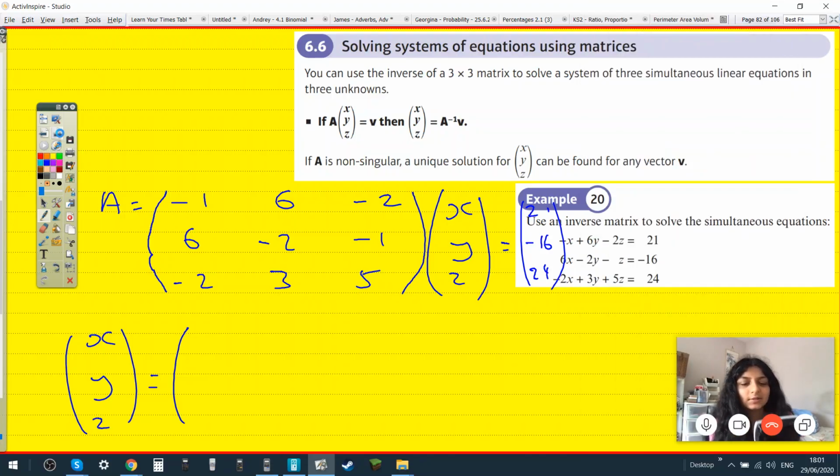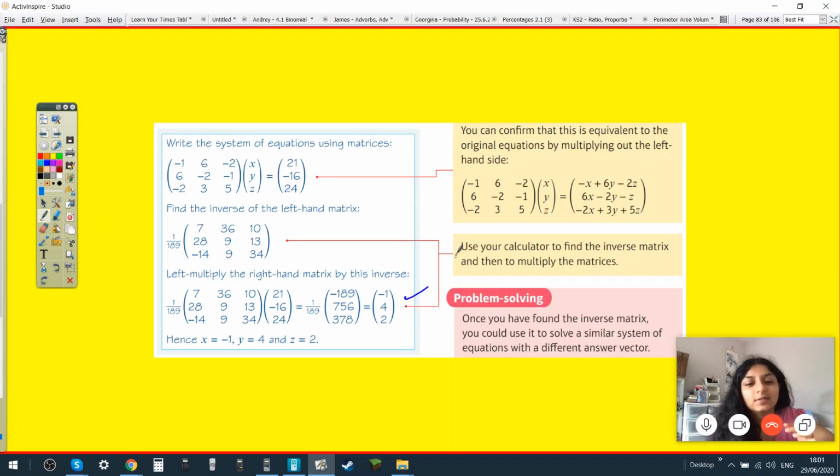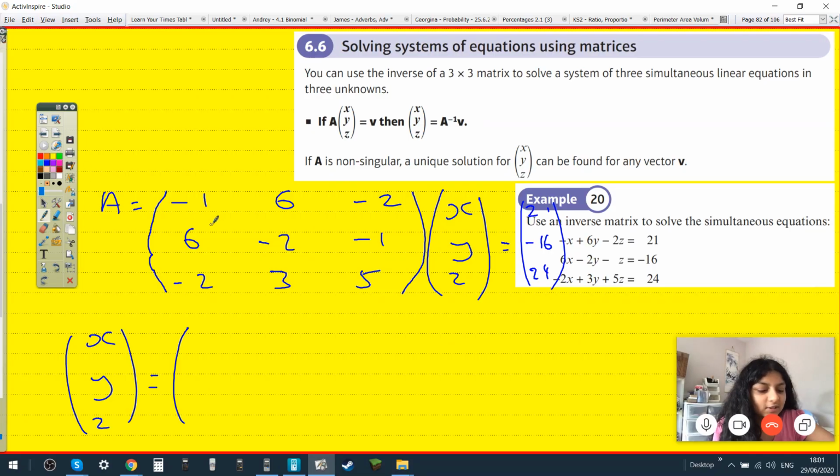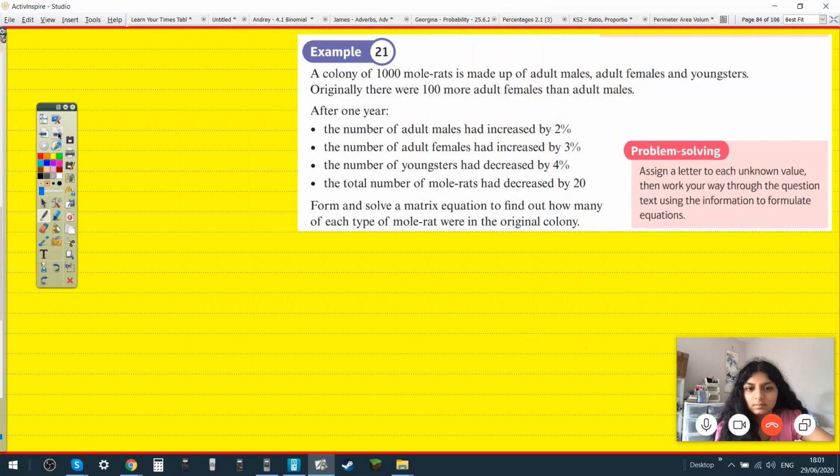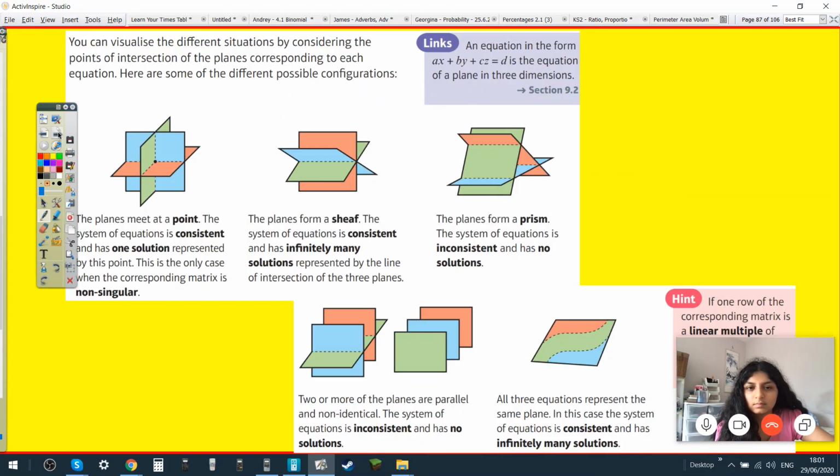Nice one. 4, 2. Thank God. This makes life like a billion times easier. There's X, there's Y, there's Z. And so that is a very quick way to solve simultaneous equations. And what's good is it scales up. So you could do like 4 by 4 and so on. Let's leave that for a second.